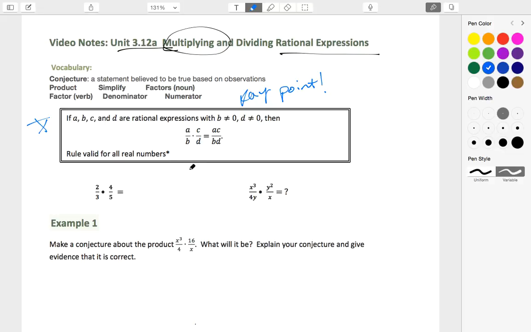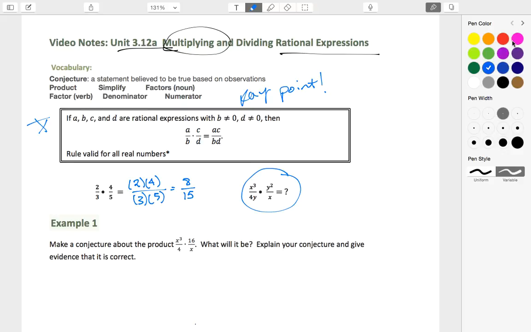Now, the same rule will apply for our rational expressions. So, for example, we have 2/3 times 4/5. So, I'm going to go ahead and write this as 2 times 4, and then we have 3 times 5, and then you would get 8 over 15, right? So you just multiply straight across. Now, the same thing would occur for a rational expression, which we will cover in example 1.